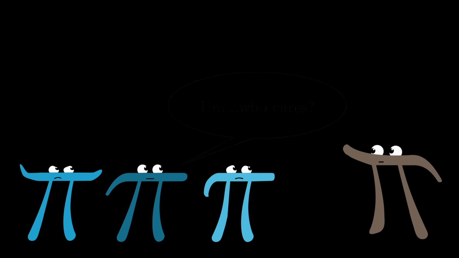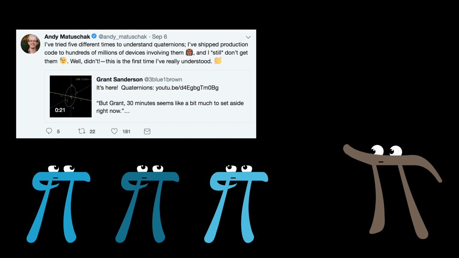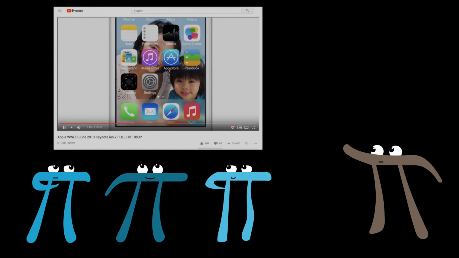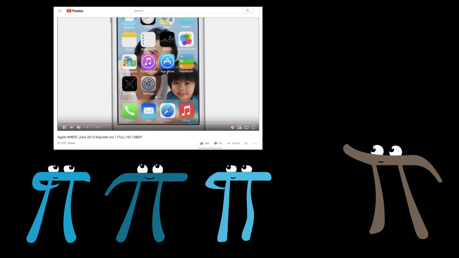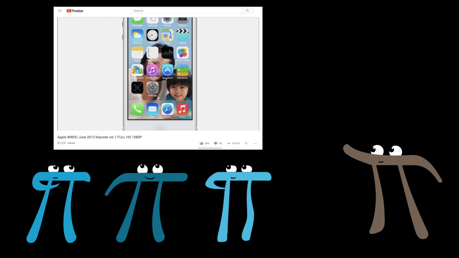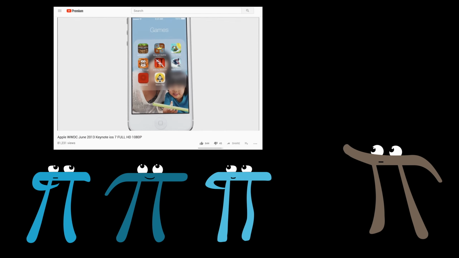To take one example, a friend of mine who used to work at Apple, Andy Matuszczak, delighted in telling me about shipping code to hundreds of millions of devices that uses Quaternions to track the phone's model for how it's oriented in space. That's right, your phone almost certainly has software running somewhere inside of it that relies on Quaternions.